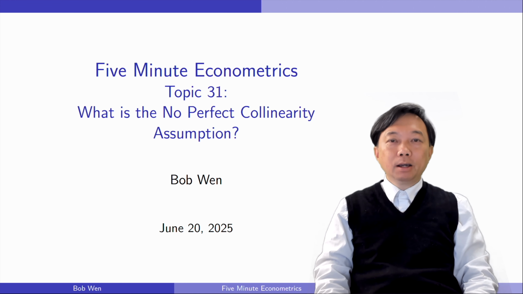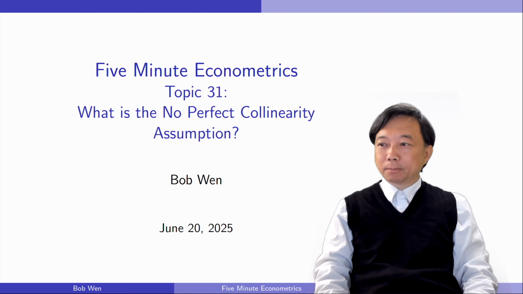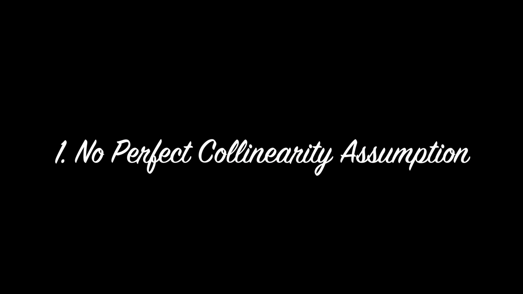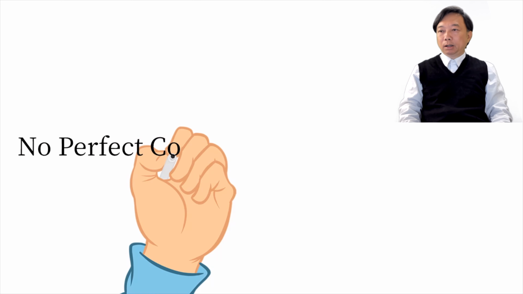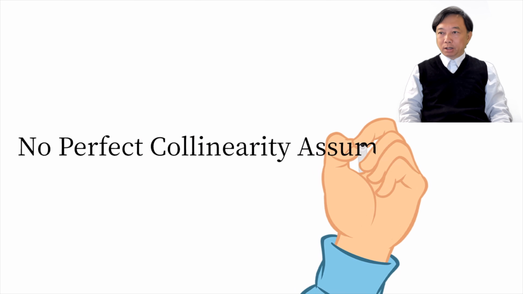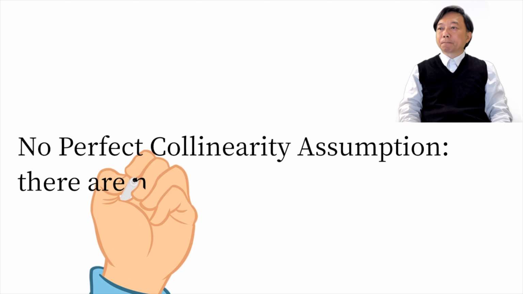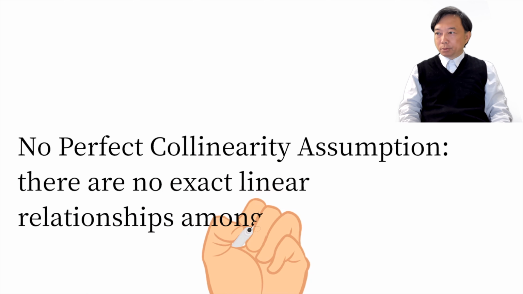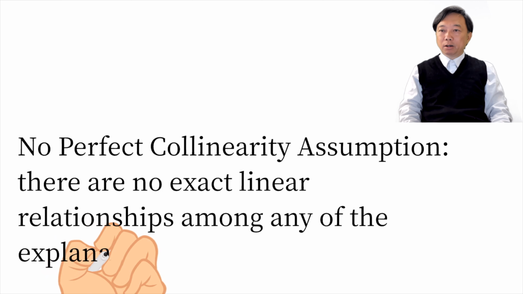Methods. Today, we will explore one of the classical linear model assumptions, the No Perfect Collinearity assumption. The No Perfect Collinearity assumption states that there are no exact linear relationships among any of the explanatory variables in the model.